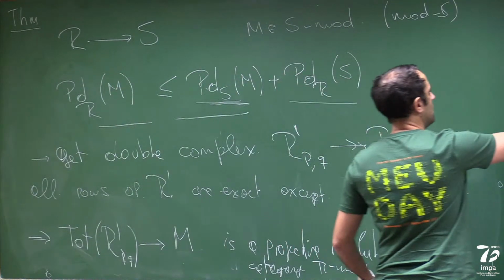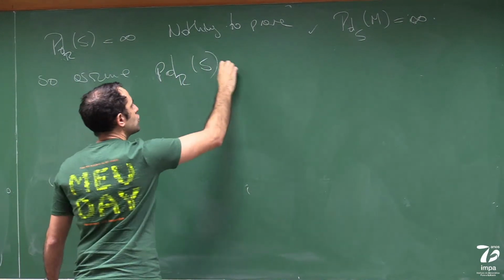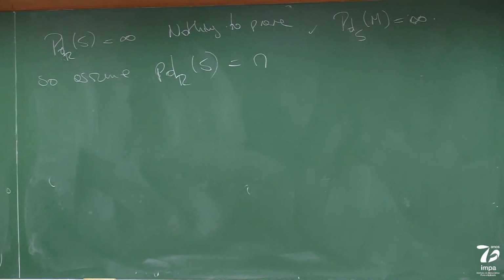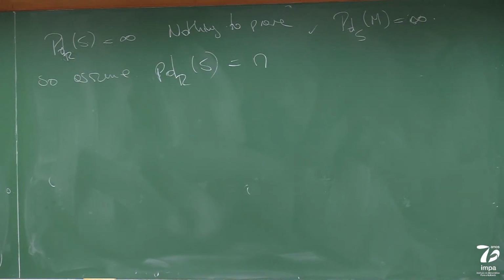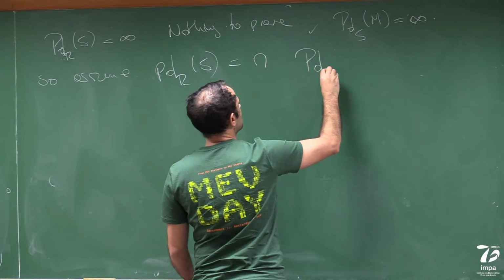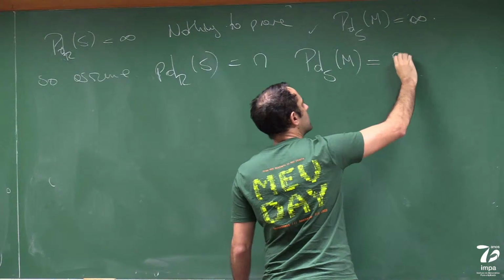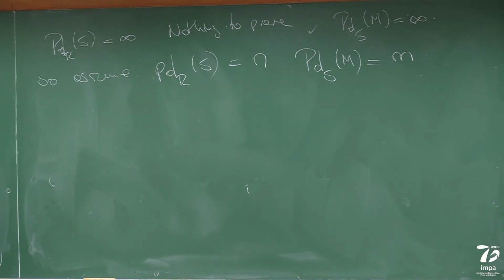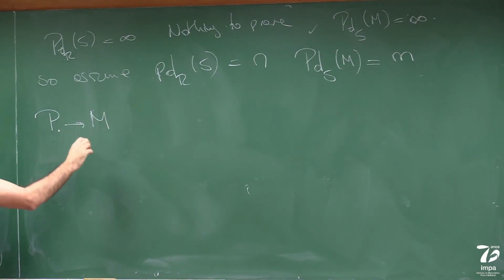So assume that the projective dimension of S as an R module is just n, which is finite. So this means that the original resolution that we started with, let me just assume that the projective dimension of M as an S module is also finite. Let's call it m. So we could have chosen our projective resolution P dot into M to be of length m.